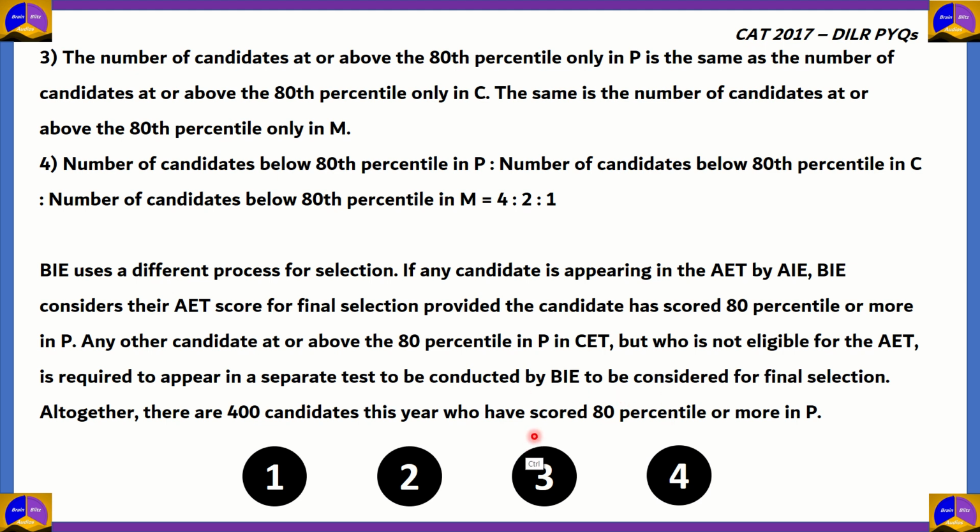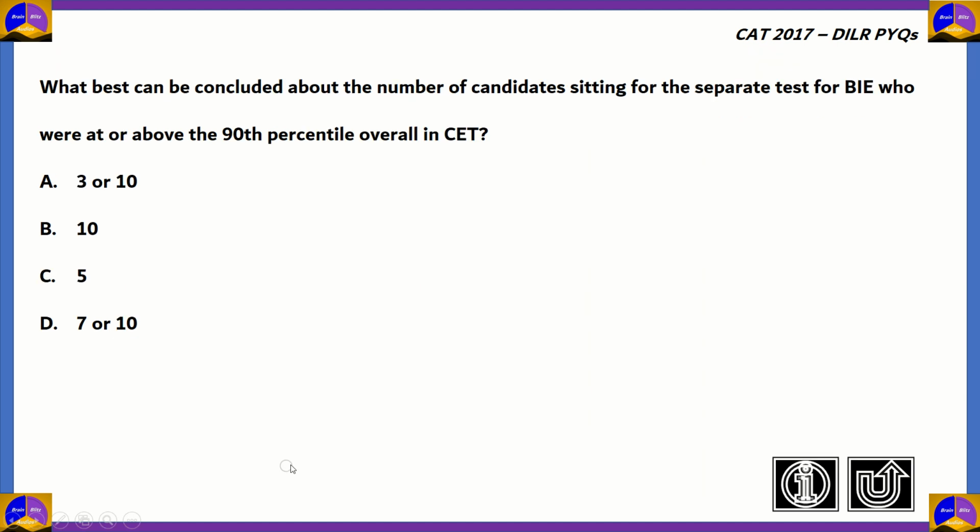So, question number 1 says, what best can be concluded about the number of candidates sitting for the separate test for BIE who were at or above the 90th percentile overall in CET? Options are 3 or 10, 10, 5, 7 or 10.